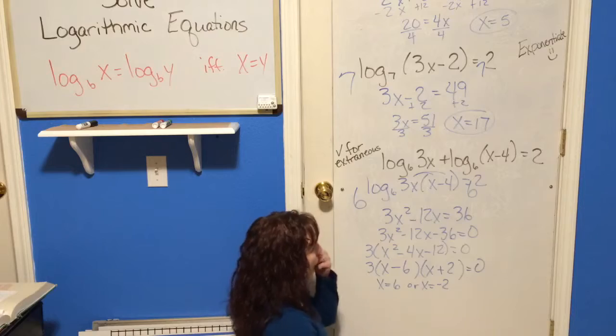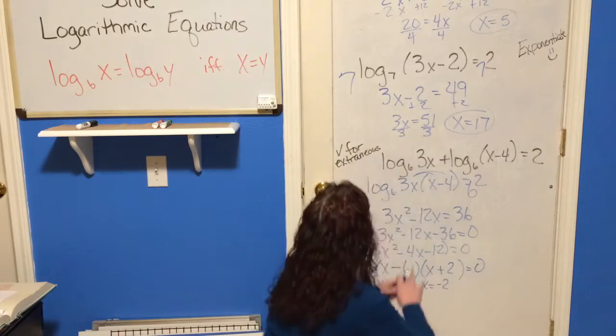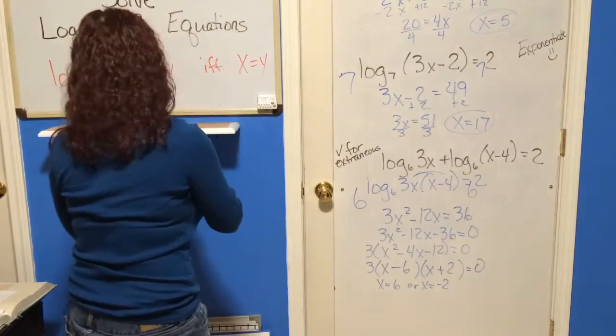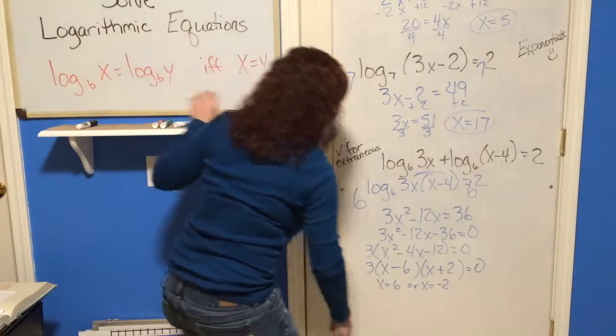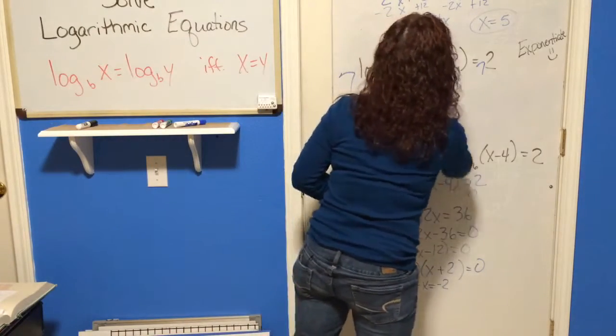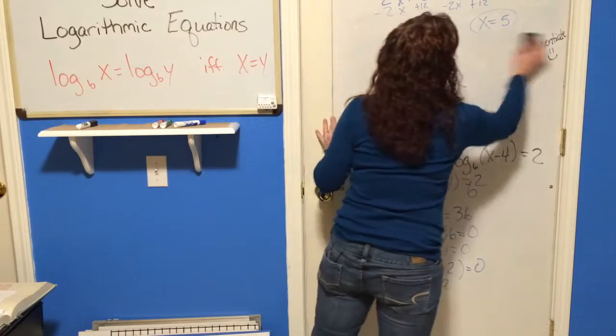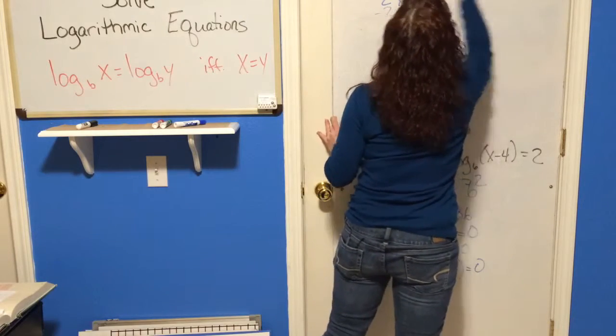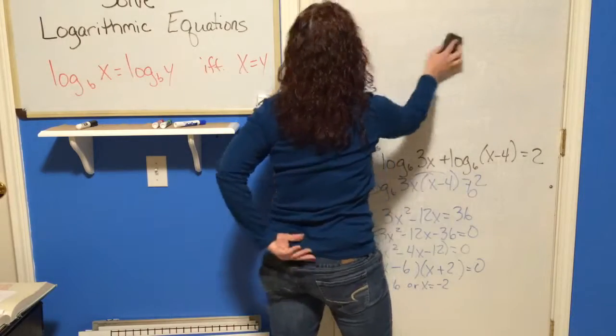So now what I'm going to do is erase and come up here for my check, because we need to check for the extraneous solutions, and I think I really might be running out of room down there. So instead of making you seasick again, we'll make some more space right up here.